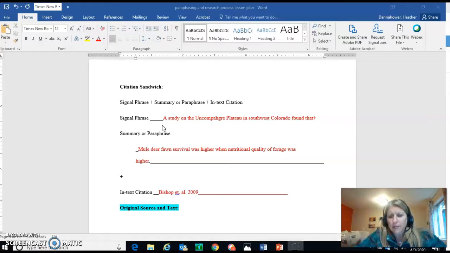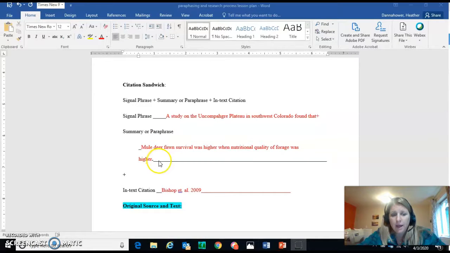Another way of doing it could be like, according to Smith and Johnson, 1982, black bears enter hibernation in Utah in late November. And so it could be something like that where you're saying according to the authors and then you provide your signal phrase. You could go a wide variety of these. So think about how could you introduce what you're about to say, and then you move into your summary or paraphrase.